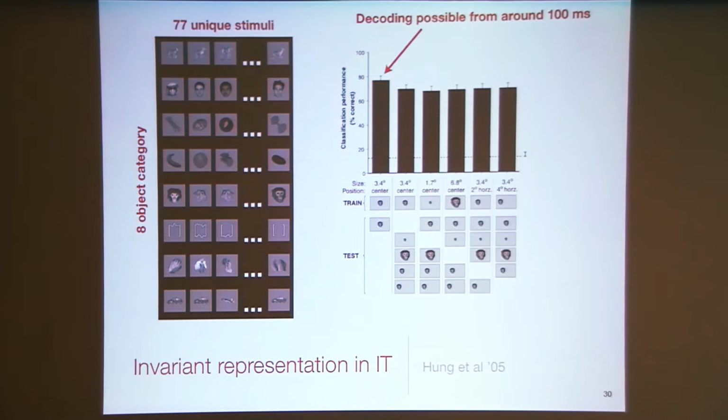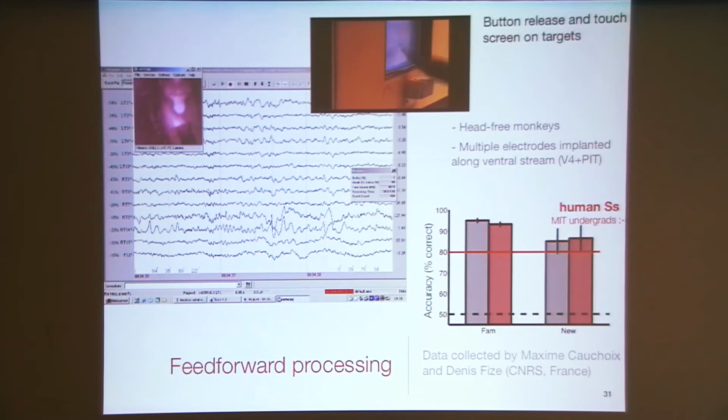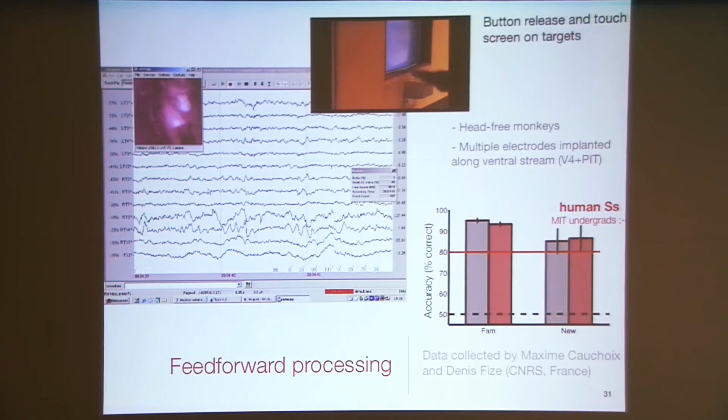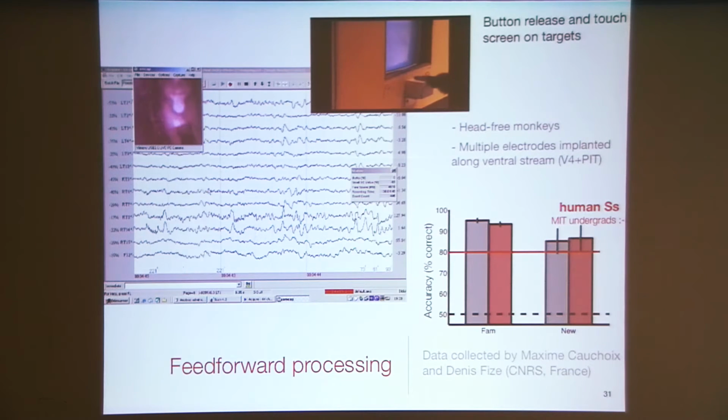But as I emphasized, there's still no task. The monkey is passively fixating, and it would be nice to be able to relate this category selective neural activity to an actual behavioral response. So it's possible that the information is there, but it wouldn't be used by the visual system in any way. So we have started a collaboration with a monkey electrophysiology group in France. This is work done in the lab of Denis Fils. The grad student who did the recording is Maxime Cauchois.